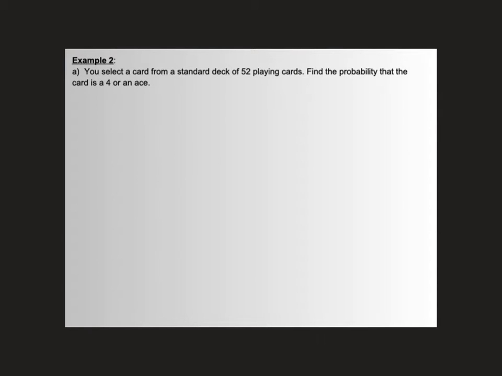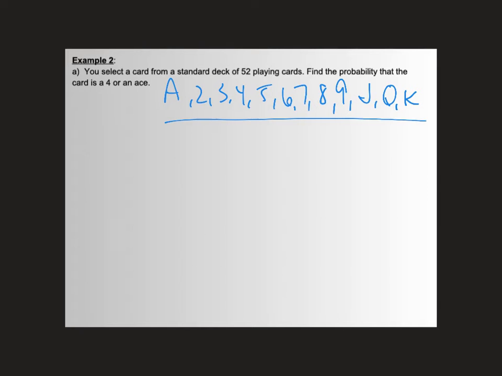All right, we're going to use that rule to figure out some probabilities. So you select a card from a standard deck of 52 playing cards. Find the probability that the card is a 4 or an ace. Okay, remember guys, you have ace, 2, 3, 4, 5, 6, 7, 8, 9, and then you have jack, queen, king. Those are your 13 types of cards.